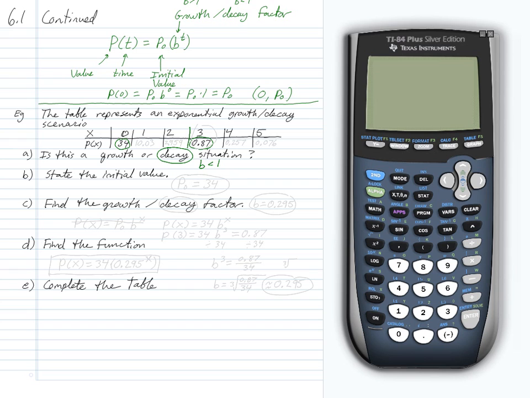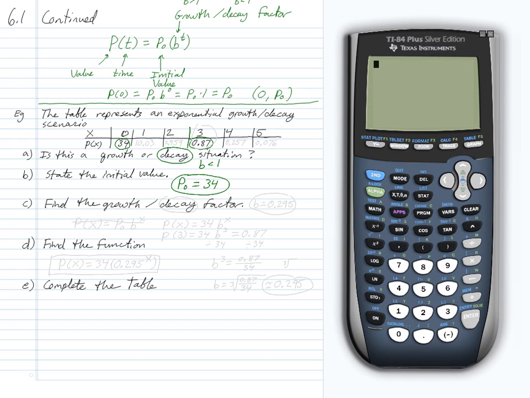Now another easy datum to pick out from this information, from the table that we are given, is the initial value. Remember, the initial value is however much we have at time 0. So the initial value, P sub 0, is going to be 34.